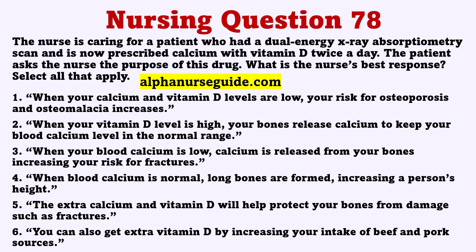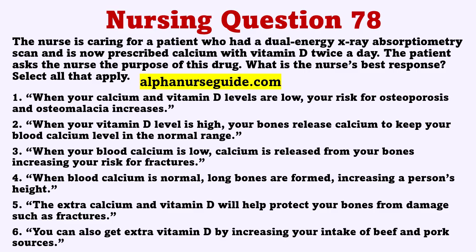When your calcium and vitamin D levels are low, your risk for osteoporosis and osteomalacia increases. 2. When your vitamin D level is high, your bones release calcium to keep your blood calcium level in the normal range. 3. When your blood calcium is low, calcium is released from your bones, increasing your risk for fractures. 4. When blood calcium is normal, long bones are formed, increasing a person's height. 5. The extra calcium and vitamin D will help protect your bones from damage, such as fractures. 6. You can also get extra vitamin D by increasing your intake of beef and pork sources.